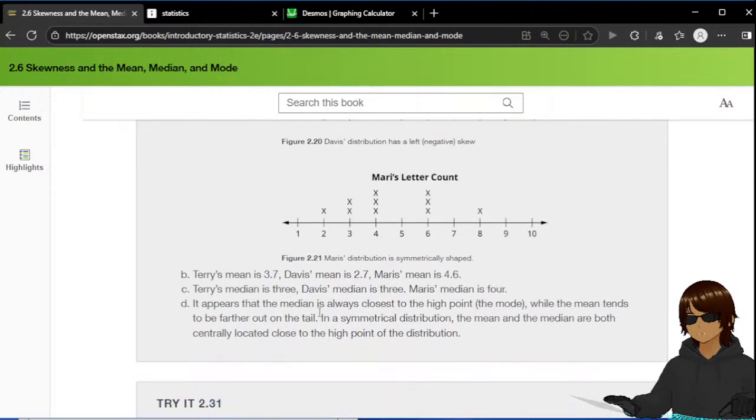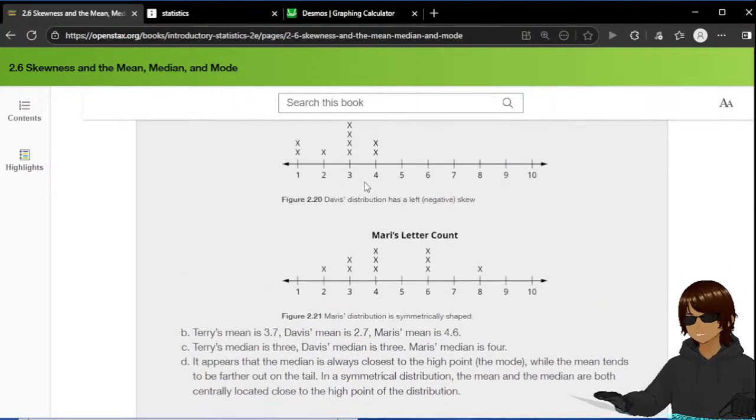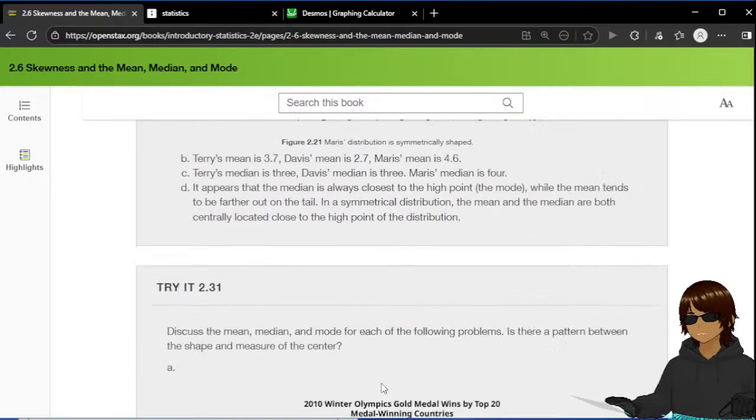So Davy's median is 3, mean 2.7. Okay. It appears that the median is always the closest to the high point, the mode, while the mean tends to be further out on the tail. In a symmetric distribution, the mean and median are both centrally located close to the high point of the distribution.